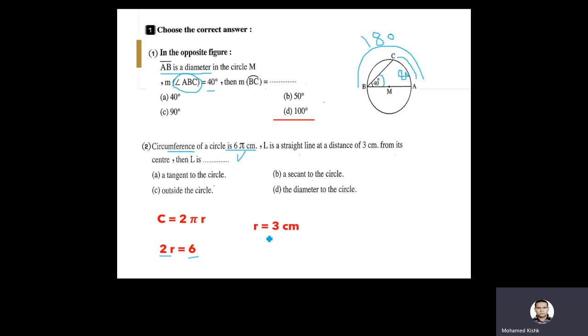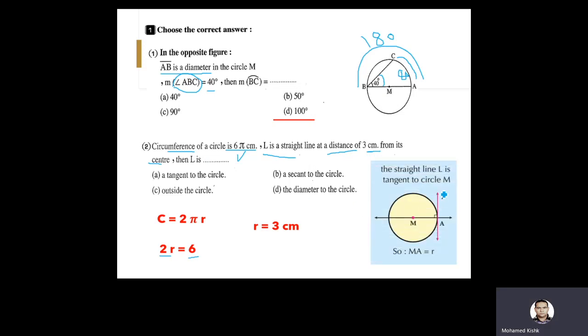What does it mean, r will be 3 centimeters? It means the distance between the center and any point that lies on a circle is equal to 3 centimeters. And he told me in the question also that the straight line is at a distance of 3 centimeters from the center. So the figure will be like this. Yes, this straight line, which is the red one, touches this circle at one point, which is the point of tangency. So this straight line is a tangent to the circle. Next question. Let's move to the next question.